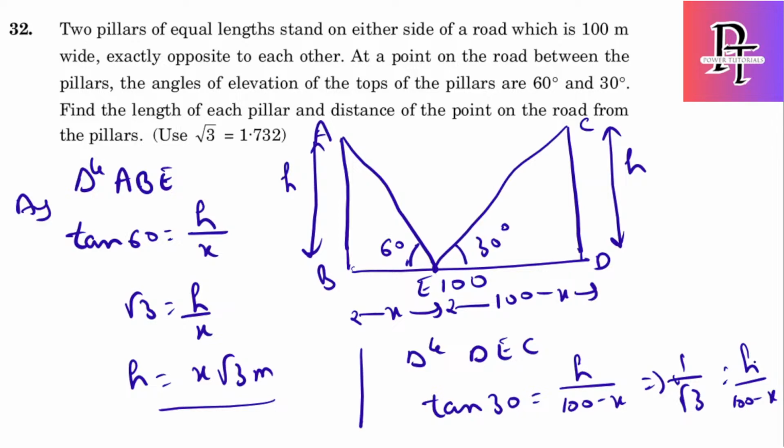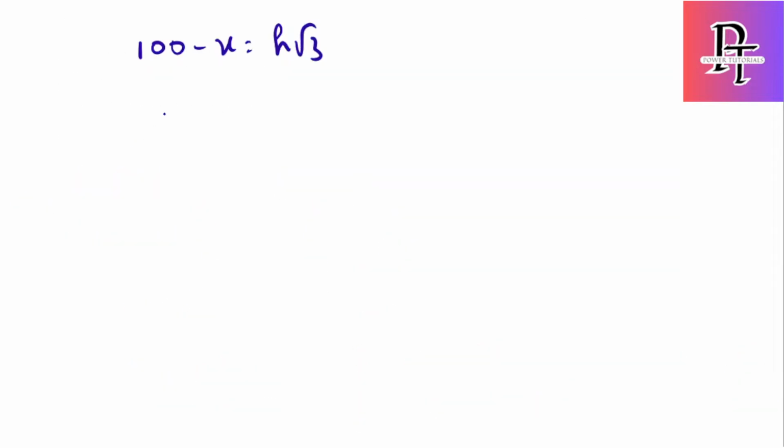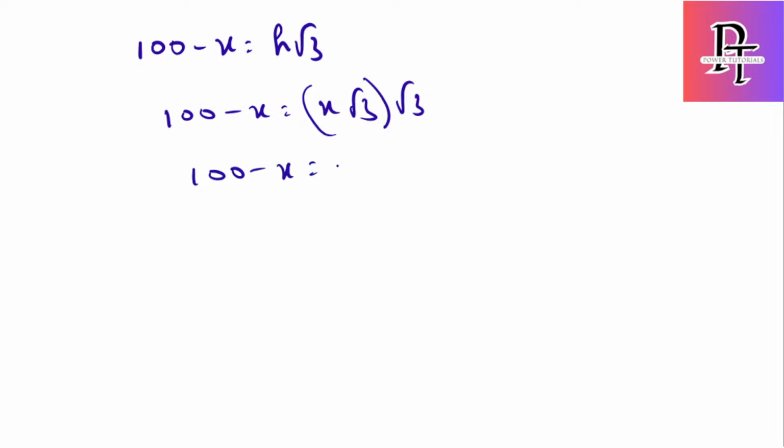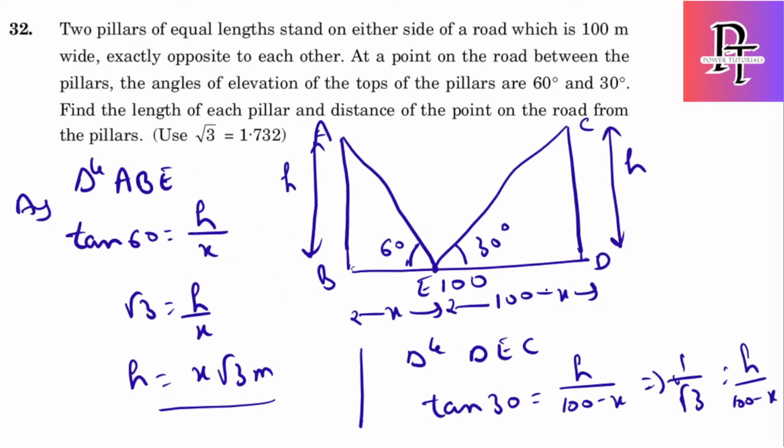Minus X equal to H into root 3. Good. And H is X root 3, so simply I'll replace H as X root 3. X root 3 into root 3. So 100 minus X is equal to root 3 into root 3, which is 3X. So 100 is equal to 4X. X is equal to 25 meters. If X is 25 meters, the other will be 100 minus X, which is 75 meters.